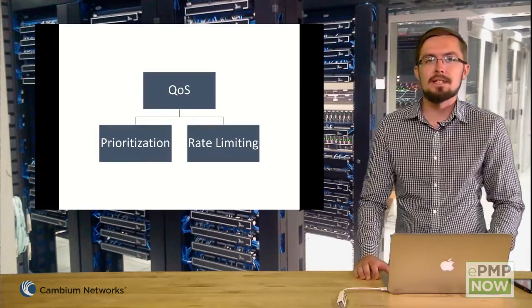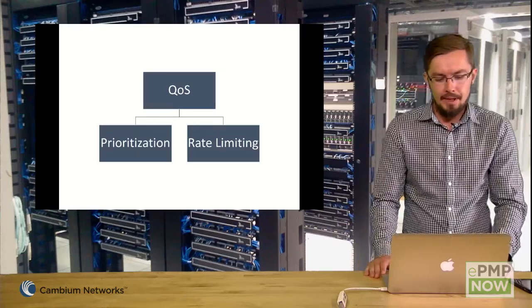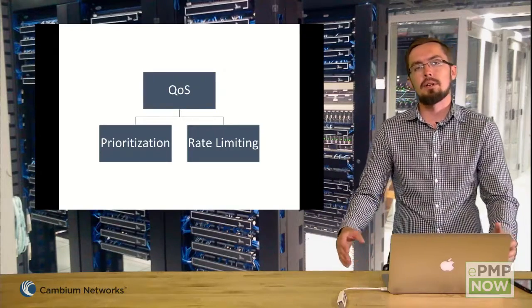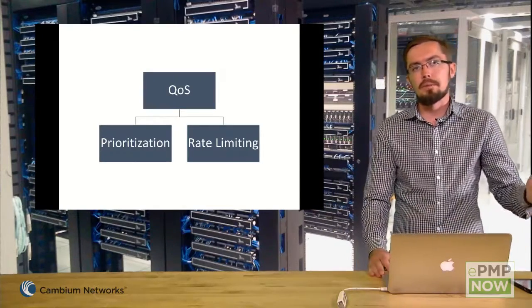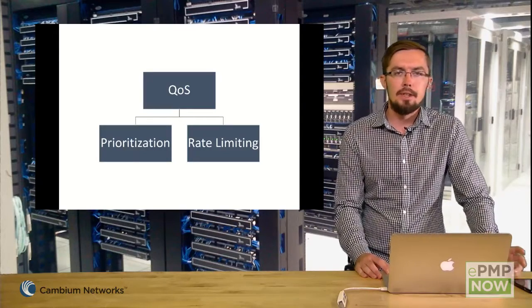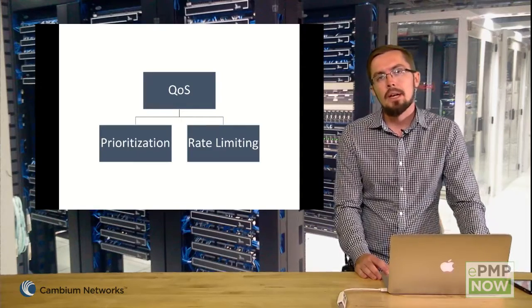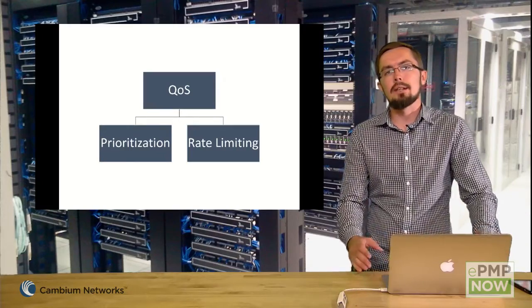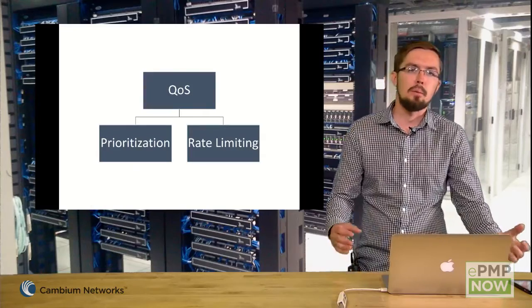Quality of service on ePMP consists of two pillars. One is prioritization, and the other is rate limiting. Prioritization is used to prioritize certain types of data, like voice over IP, video data, management traffic, and other stuff. Rate limiting is used to limit customers' data and provide them different data plans, for example, 1 megabit per second, 2 megabits per second.